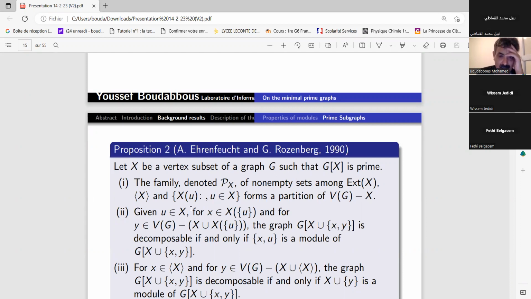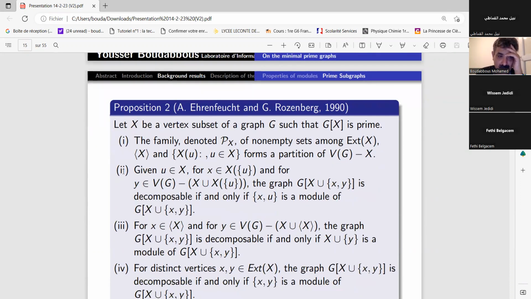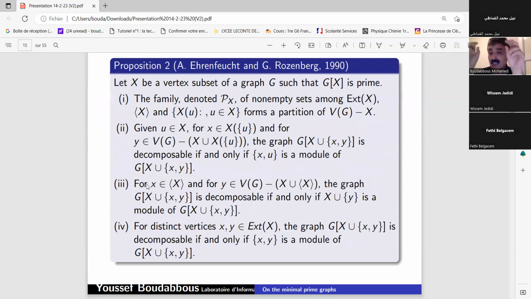And now, by this third assertion, we have to add 2 vertices to a prime subgraph. We start with X, which is prime. And the question: if we add 2 vertices, what about Gx union xy? We add X and Y. In these cases, we give the result depending on the position of these vertices in the partition.